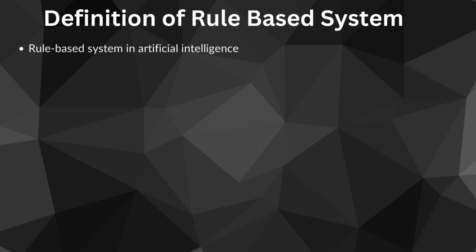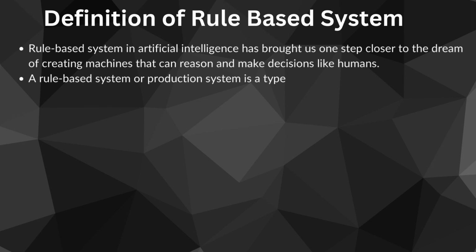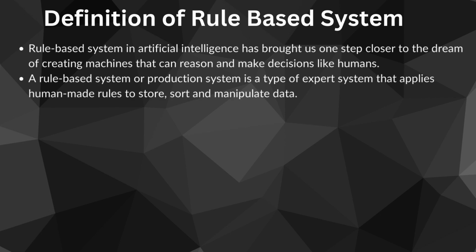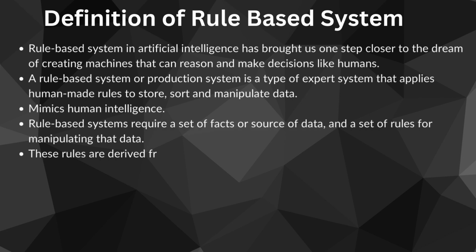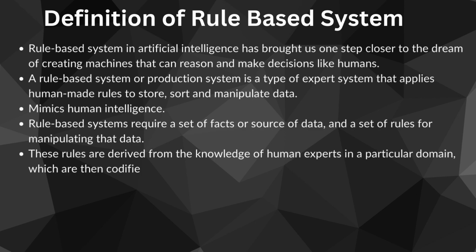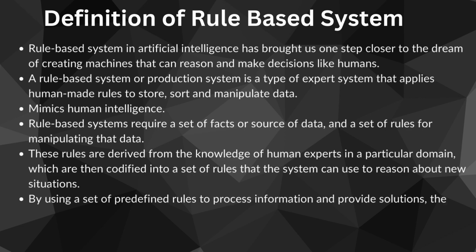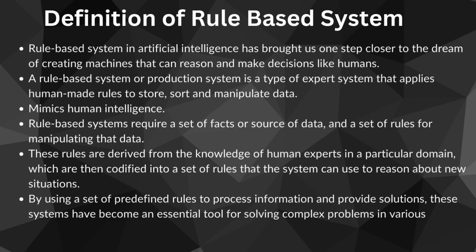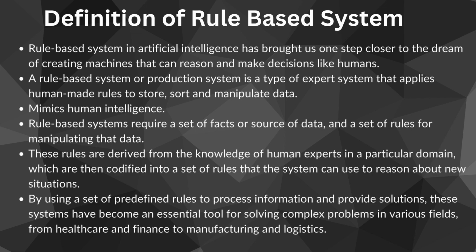Starting with the introduction of rule-based systems as well as the definition of rule-based systems. The advent of rule-based systems in artificial intelligence has propelled us one step closer to realizing the vision of creating machines capable of reasoning and decision making similar to humans. A rule-based system, also known as a production system, belongs to the category of expert systems. It employs human-crafted rules to store, organize and manipulate data, effectively emulating human intelligence.